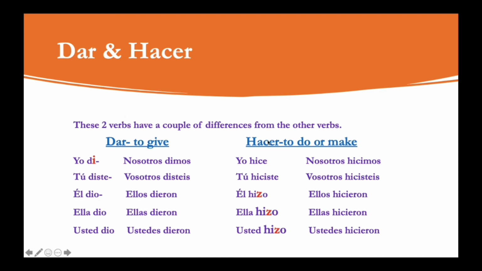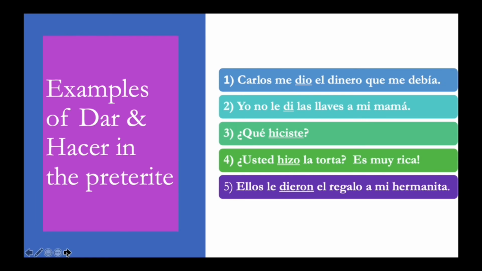For hacer, the difference is in the third person singular. The C changed to Z for pronunciation problems. So if we left it at C, it would say el hijo, and that's incorrect. And so they switch it to Z so we can keep that same pronunciation. El hizo, ella hizo. And here are some examples.